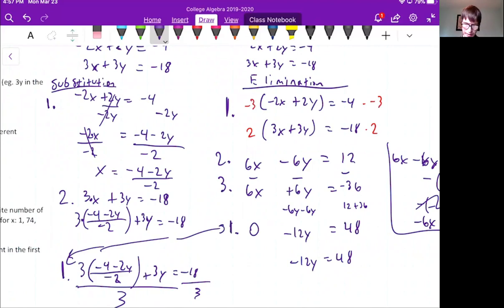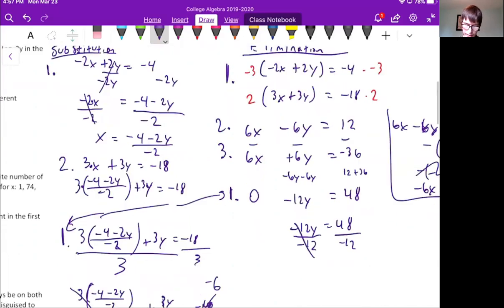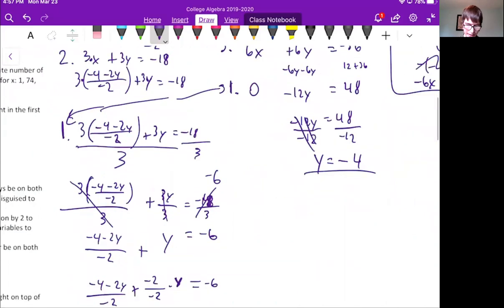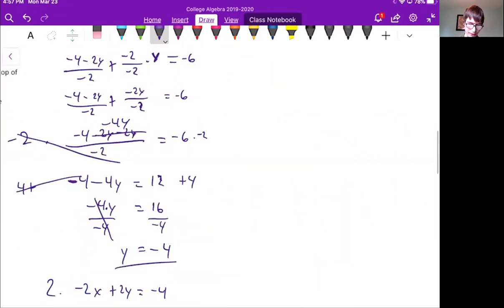If you divide both sides by negative 12, because it's negative 12 times y, we do the opposite and divide by negative 12. See, the negative 12s cancel out. So we get y equals 48 divided by negative 12. A positive divided by a negative makes a negative. And 48 divided by 12, if you know your 12 times tables, is 4. So y equals negative 4. And look at that. We saved all this time and effort to find y equals negative 4 because it chose the right method.